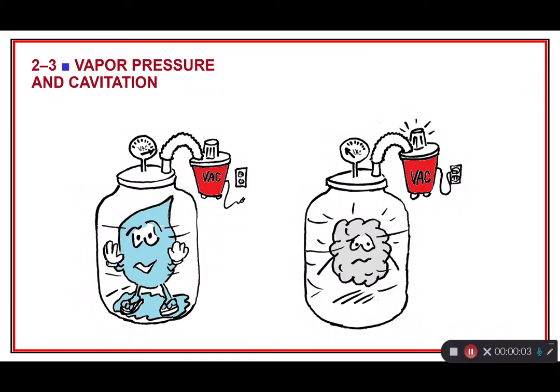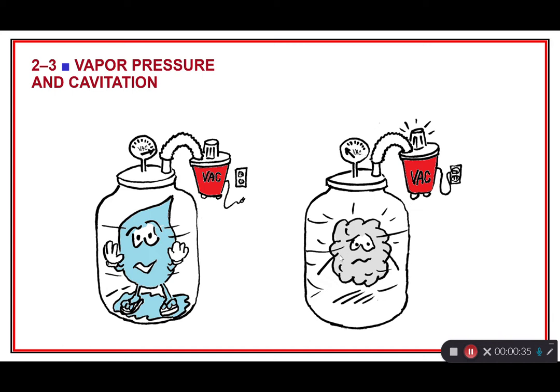Okay, so we are now moving on to section 2.3, which is vapor pressure and cavitation. And I have a little cartoon here. It's kind of a weak one, I think. You could see they have the gauge on top. The vacuum is unplugged, and we have water inside this jar. But we plug the vacuum cleaner in, and it creates a vacuum, and whoomp, it transforms into vapor.